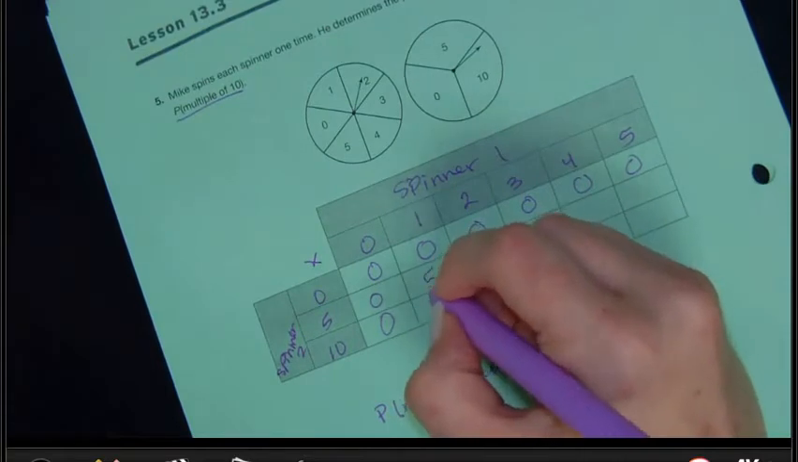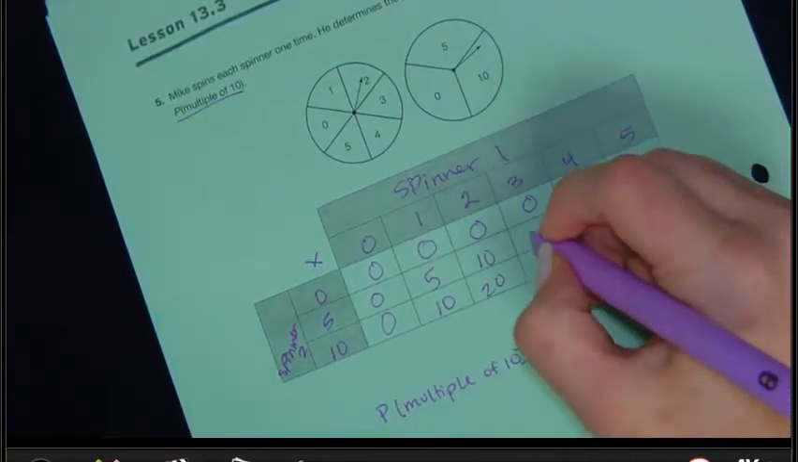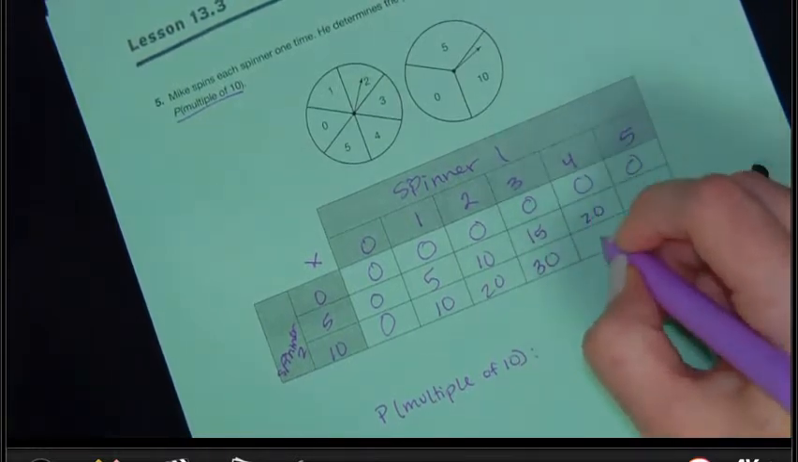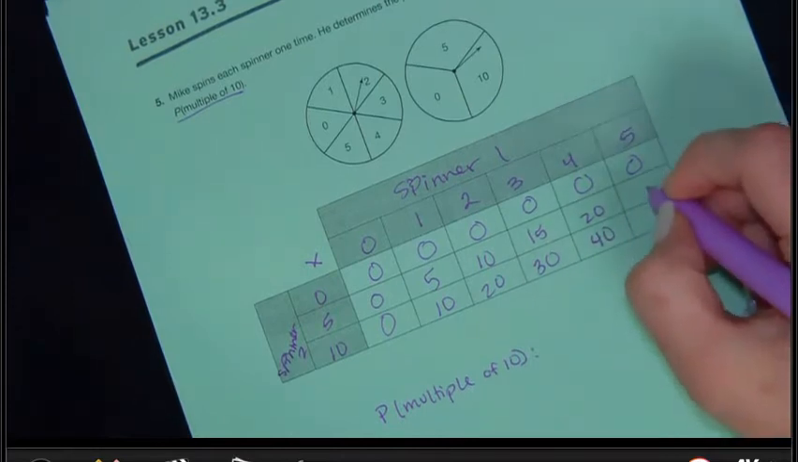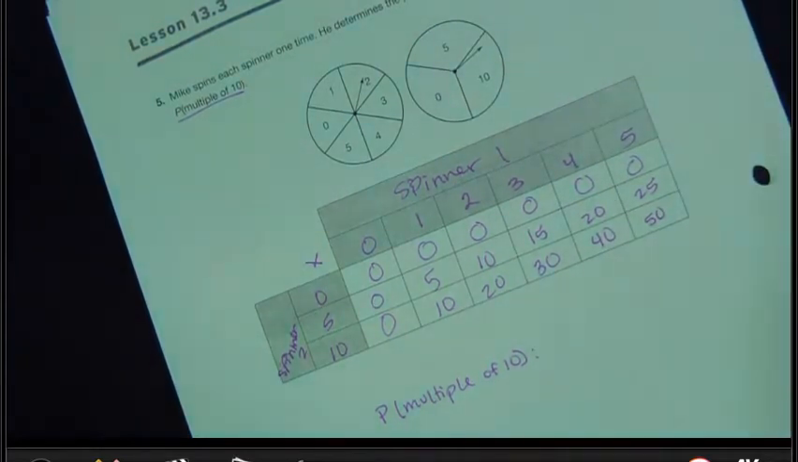Well, 1 times 5 is 5. 1 times 10 is 10. 2 times 5 is 10. 2 times 10 is 20. 3 times 5 is 15. 3 times 10 is 30. 4 times 5 is 20. 4 times 10 is 40. 5 times 5 is 25. And then 5 times 10 is 50.